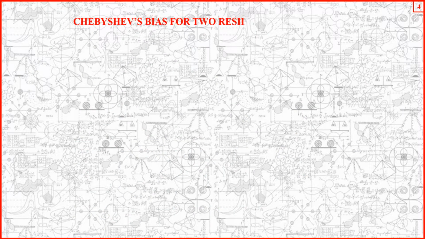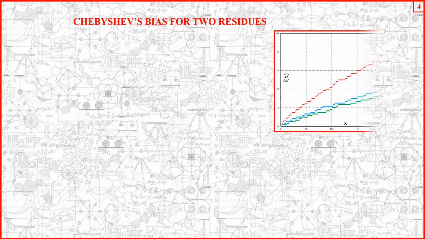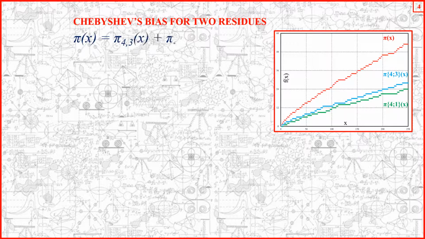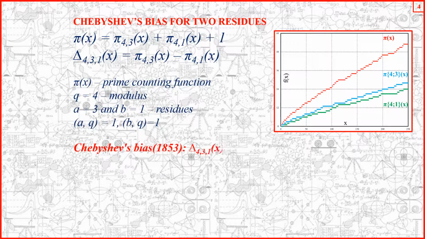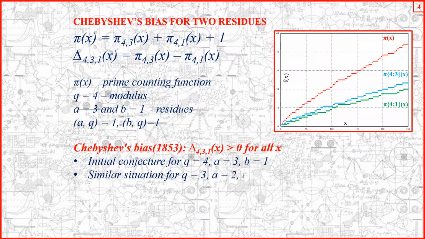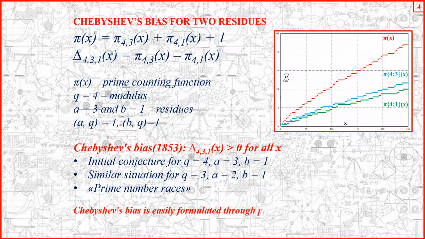Chebyshev's bias could be easily expressed through prime counting function called prime pi. In modulo 4 case, prime pi could be divided into 2 prime pi functions with residues 3 and 1 respectively. These functions compete with each other, and this competition is often called prime number race. Chebyshev just guessed that one of the teams always had a lead over the other. The same conjecture or Chebyshev's bias applies to other moduli and resulting prime number races.